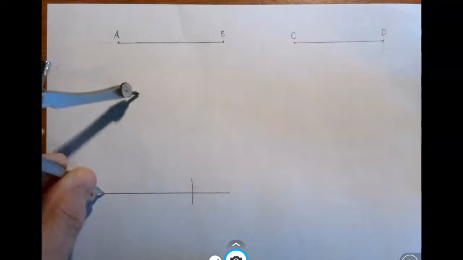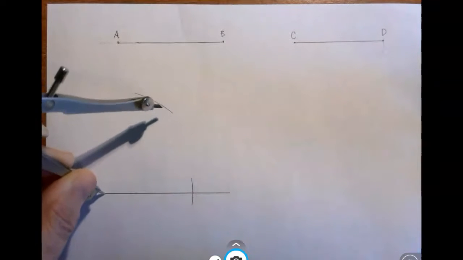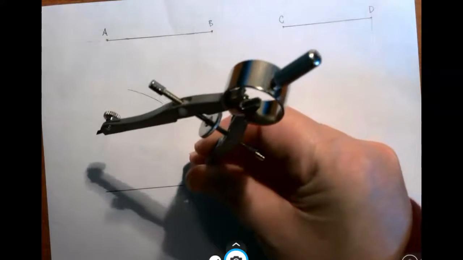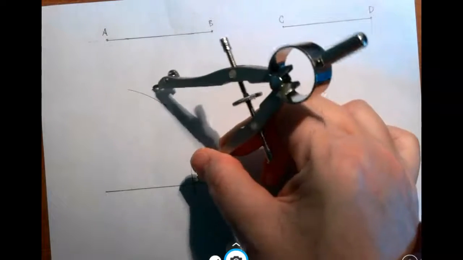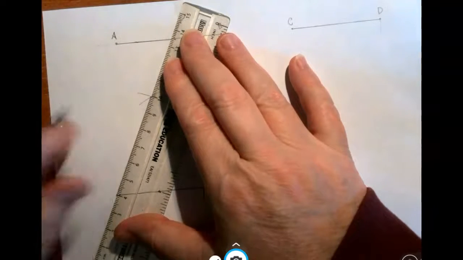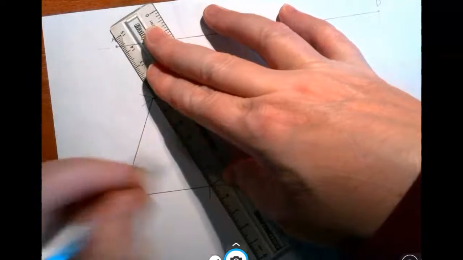So for AB, I'm going to copy from this side. So all of the points along this arc right here are going to be the length of AB from the center of my circle, which is that end point here. And then I'm going to do the same thing from the other end point of that segment. So that point of intersection there is going to be the vertex of my isosceles triangle. So this will be the isosceles triangle that has CD as a base and AB as its legs.